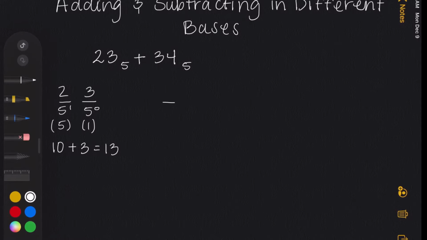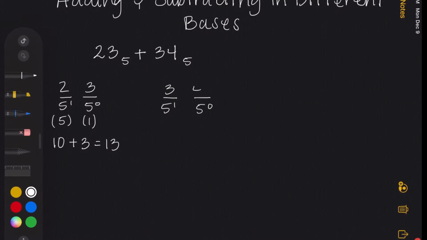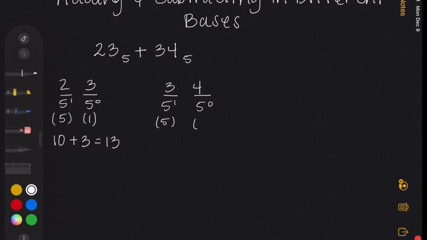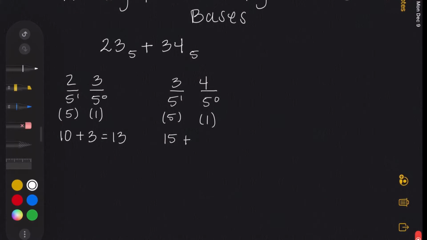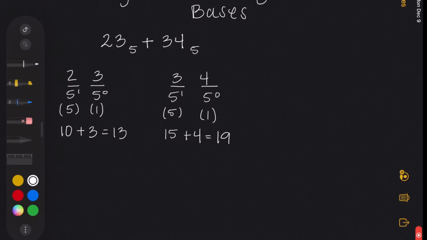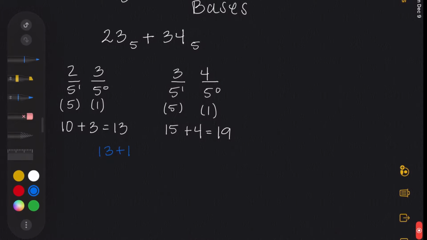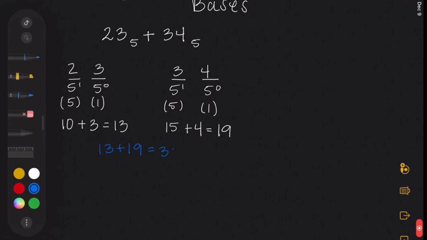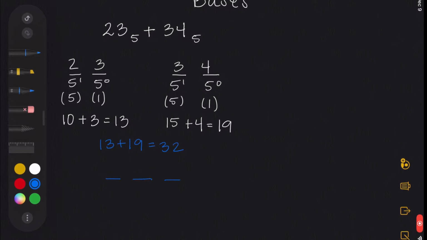Similarly, we're going to put 34 base 5 into its categories. So here we have 3 groups of 5 and we have 4 singles. So in total we have 15 plus 4, which equals 19. So now we are going to add 13 plus 19, and that gets us a total of 32. Our last step now would be to write out the bases.